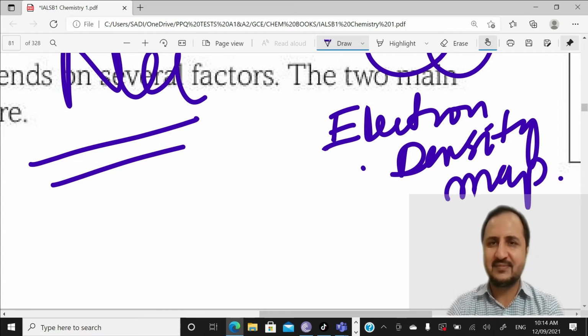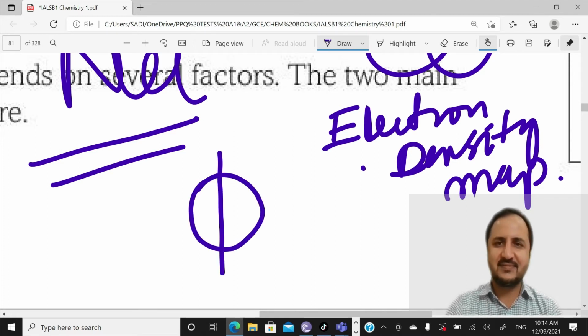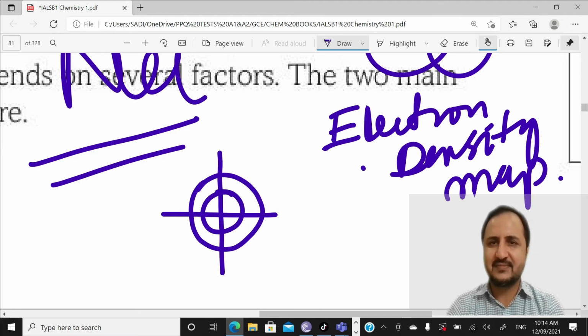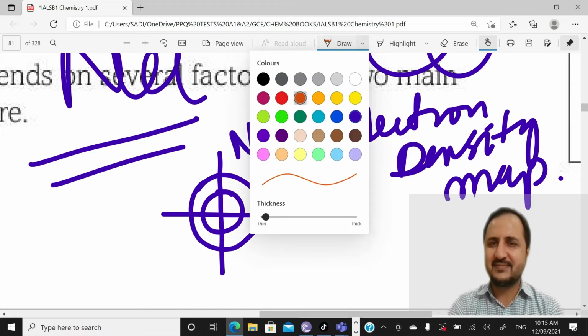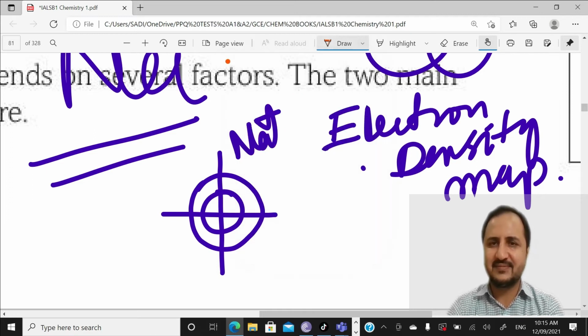If sodium is losing its electron completely and chloride is gaining it completely, while sodium has no authority over its electron and chloride is completely having authority on that electron, how will it look in an electron density map? This will be the structure in the electron density map for sodium, right? Let me write Na with a plus charge. And the structure for chloride will be like this.